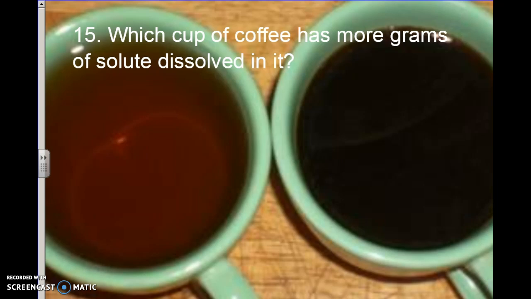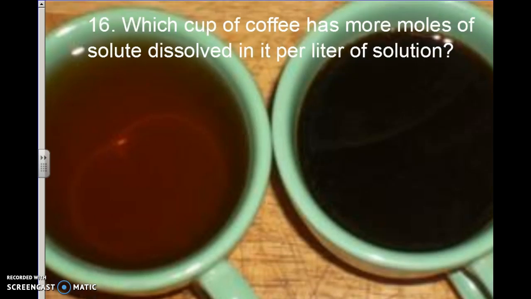Which cup of coffee has more grams of solute in it? Well, hopefully you can see the one on the right is darker, and therefore probably has more solute dissolved in it. Which cup of coffee has more moles of solute? Well, if the one on the right-hand side had more grams of solute, and you can convert grams into moles, it would also have more moles of solute. So the one on the right-hand side has more moles of solute.